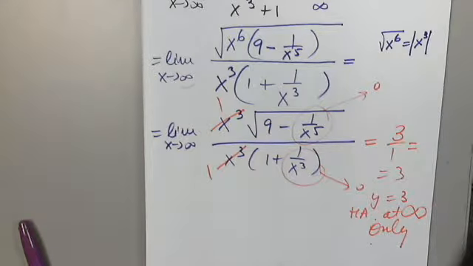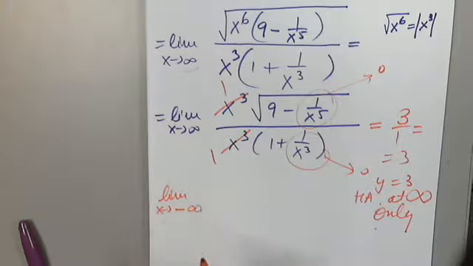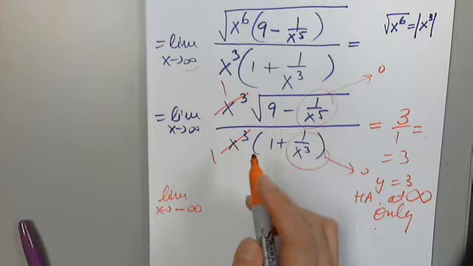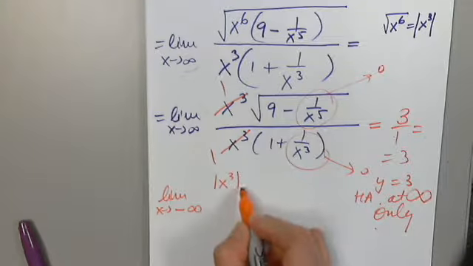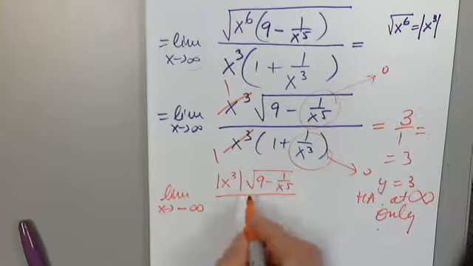What will happen if I change the problem into the limit as x approaches negative infinity? And I'm going to just copy this. The absolute value of x to the 3rd. Yes.